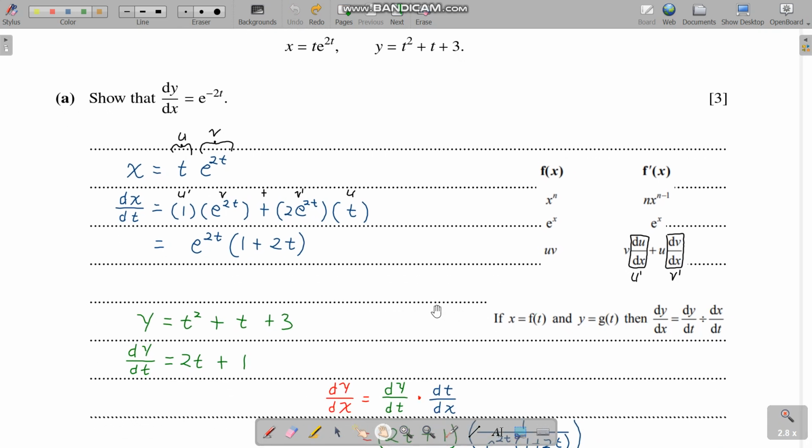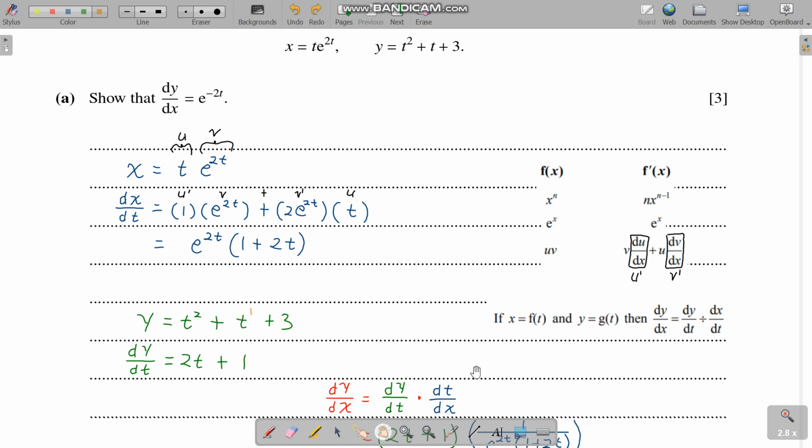Now for the y, we use the algebraic or the polynomial rule only. So we bring the power down, so we have 2 times t, the new power is 1, so that's just 2t. And here we bring the power down, 1 times the new power is 0, which means it's just 1. And for this last term, this is the same as t to the power of 0, so 0 times whatever is 0, so it disappears.